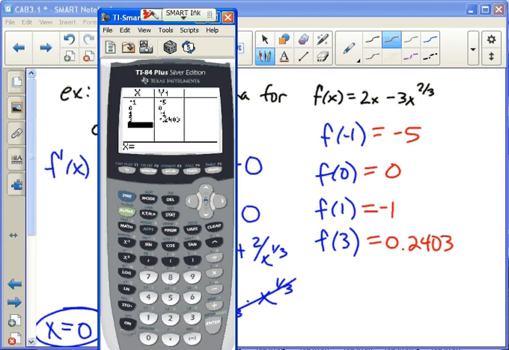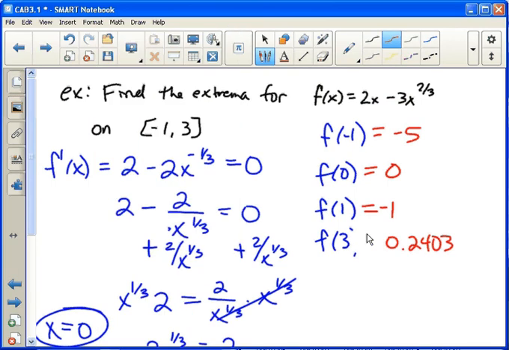So there we go. Now we just have to look for our biggest. Well, it turns out 0 is the biggest here, so our maximum is at 0, 0. Or you could say our maximum is 0. And our minimum is -5.